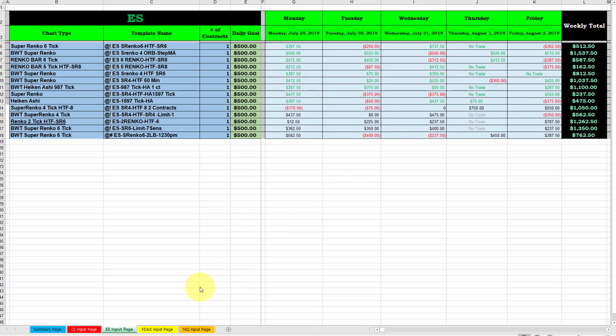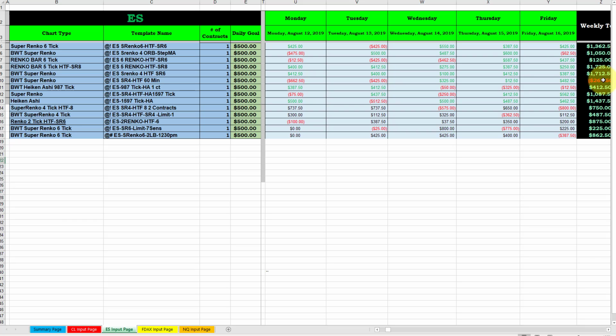So the cool thing about this spreadsheet is it's separated by market, and there's an input page for each market. If I scroll to the right, you can see this was the first week, July 29th through August 2nd, and we didn't have a losing chart. Every chart that week made money. That was a really strong week. Then if I scroll to the right here, we see the following week, and here's the weekly total there, and then scroll to the right again, the following week.